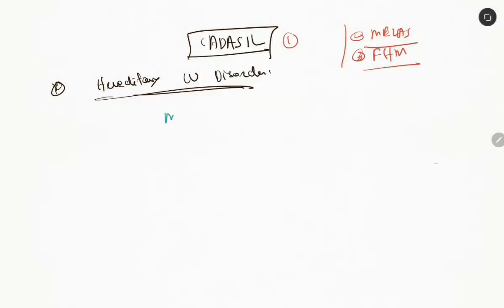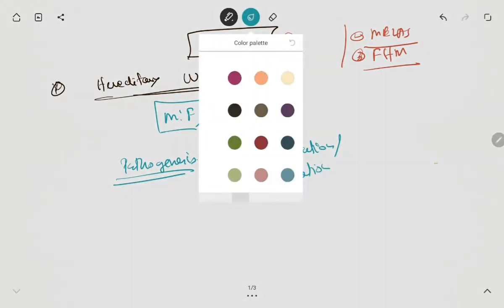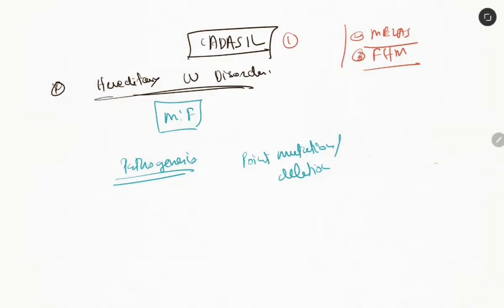In incidence, it is almost equally common in both males and females. The pathogenesis of CADASIL is that there is a point mutation or a deletion in the Notch 3 gene. It is located in chromosome 19.